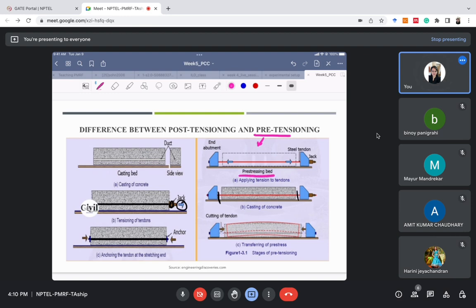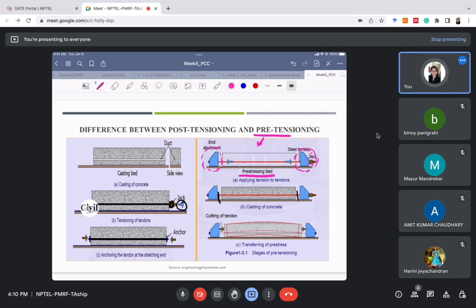pre-stressing bed. There are two end abutments, or two structures like this, you can say. There is one steel tendon here, which is shown in red color, and there are two jacks. This is already stretched. You can imagine a rubber which is stretched and attached to these two abutments. So this is the initial setup for pre-tensioning.